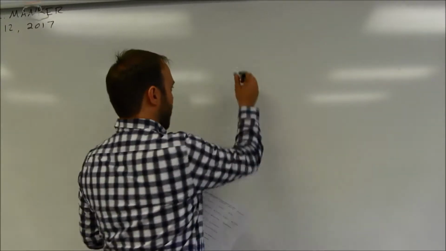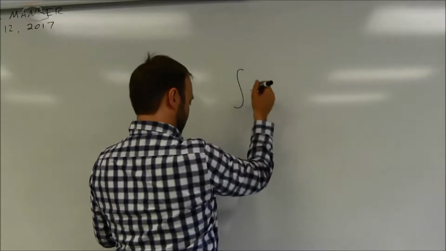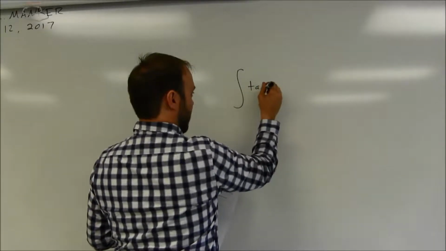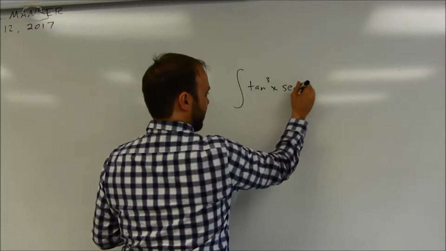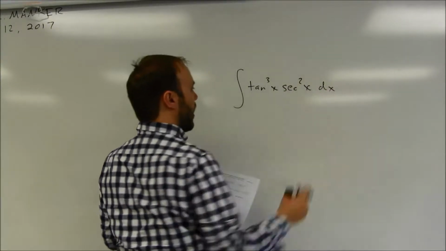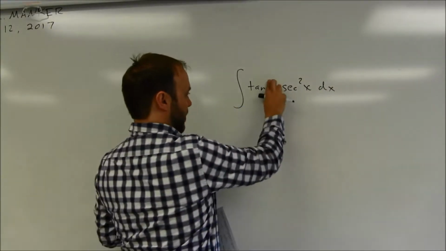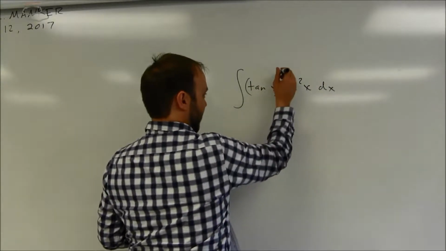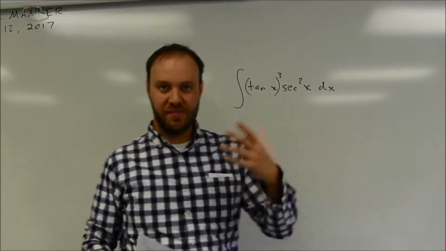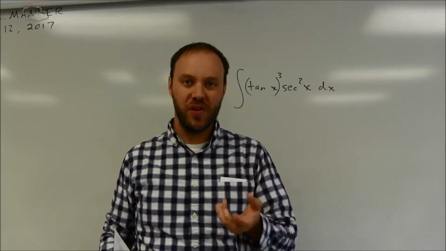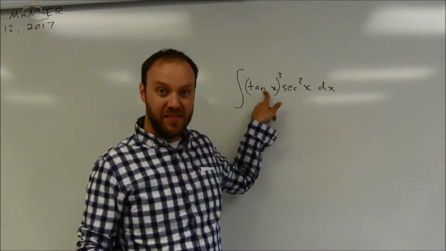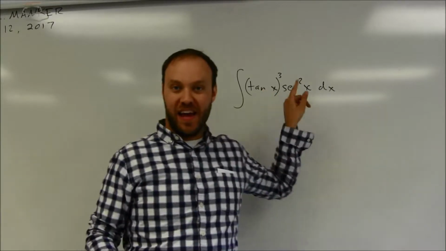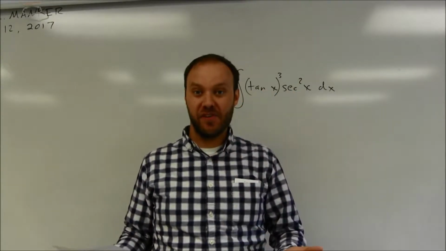Question 27 looks like it's going to be really challenging. It's actually not terrible. It's tangent cubed of x, secant squared of x, dx. And of course, tangent cubed, that's the quantity tangent of x, quantity cubed. So your inside function is the tangent function. Notice the derivative of the inside function, the derivative of tangent of x, is secant squared of x. I've got what I need to reverse the chain rule.